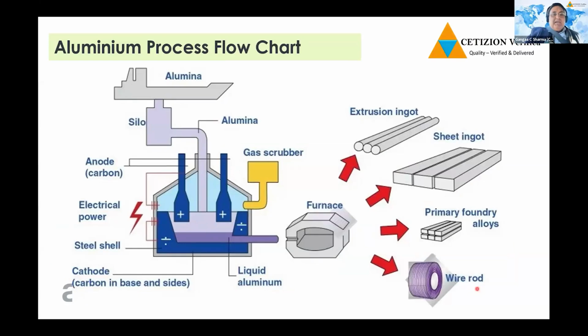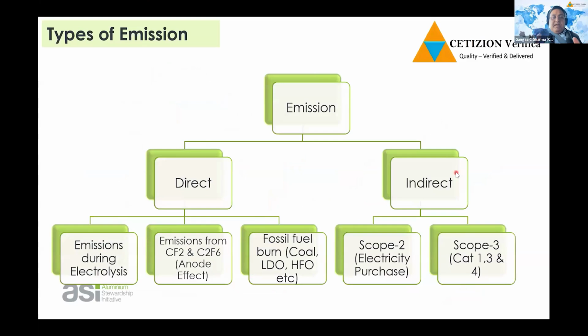Typically the ingot, sow, billet. Generally, these are the major wire rod. So next, so what? So this is mainly the scope and boundary.